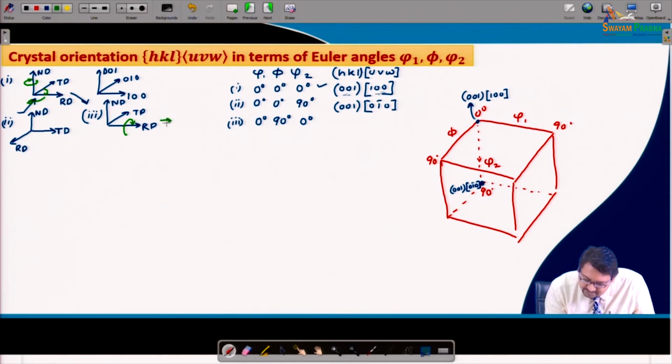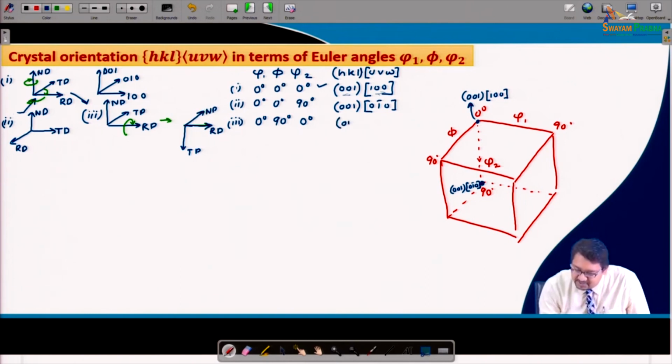So, RD will remain RD. Let me change the color for clarity. RD will remain RD because we are rotating along RD now, and the TD will go down and the ND will go here. So, for the third case, ND is becoming parallel to 0 1 0 and RD remains parallel to 1 0 0.